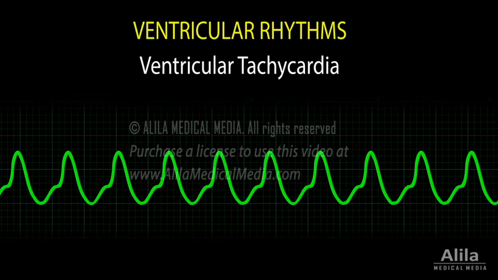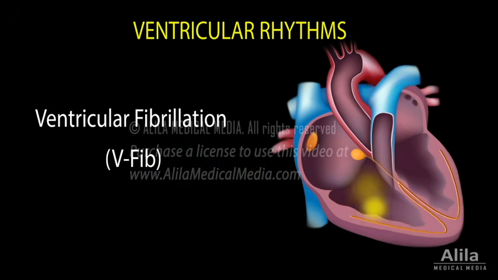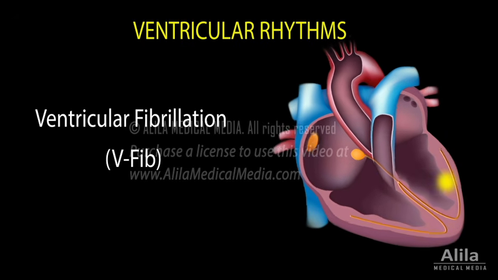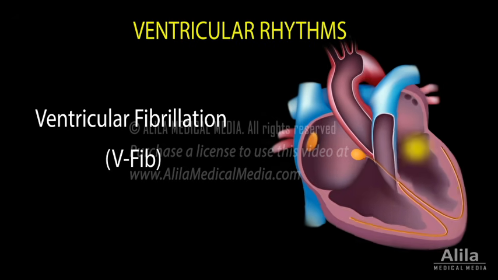Ventricular tachycardia may also progress into ventricular fibrillation. Ventricular fibrillation, or V-fib, is caused by multiple weak ectopic sites in the ventricles. These unsynchronized electrical signals cause the ventricles to quiver rather than contract. The heart pumps little or no blood. V-fib can quickly lead to cardiac arrest.